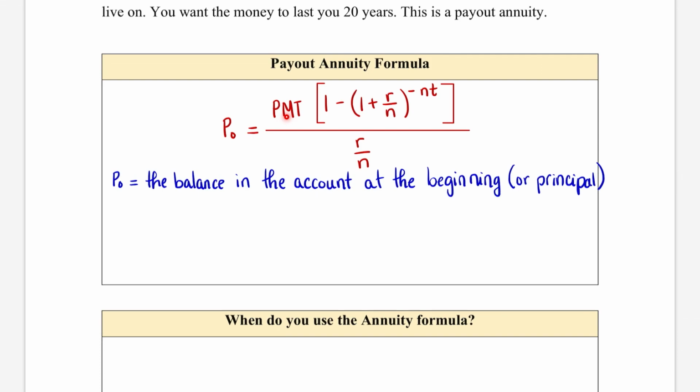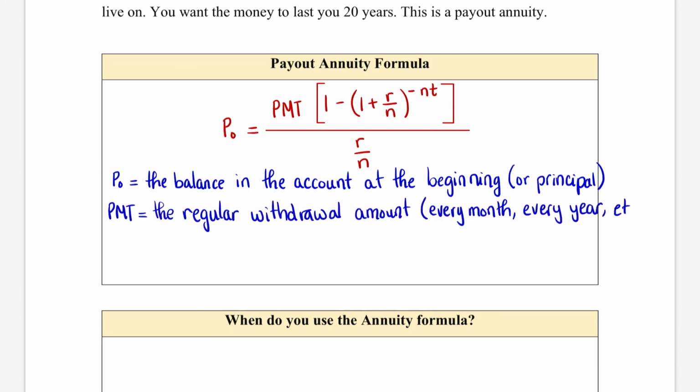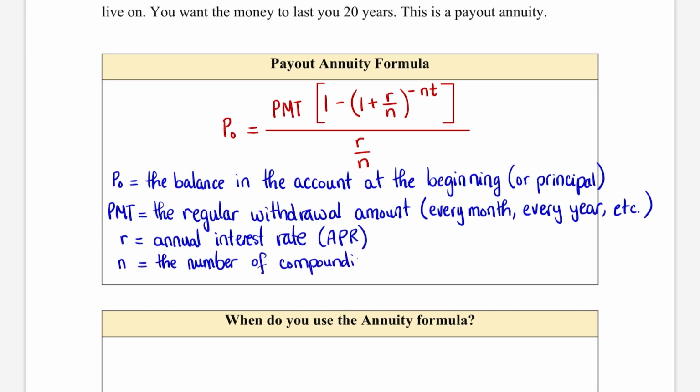PMT is the regular withdrawal amount every month, every year, every quarter, and so on. R is the annual interest rate, or APR. N is the number of compounding periods in 1 year. And T is the number of years we plan to take withdrawals.